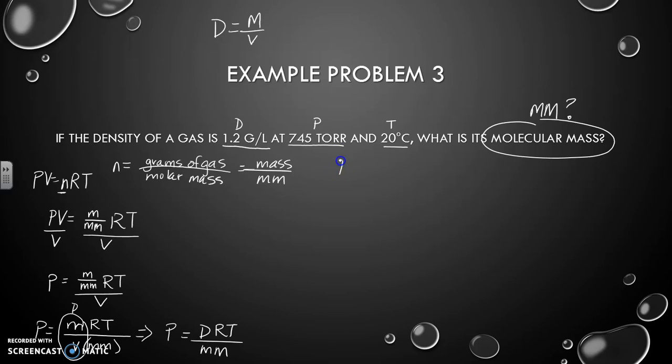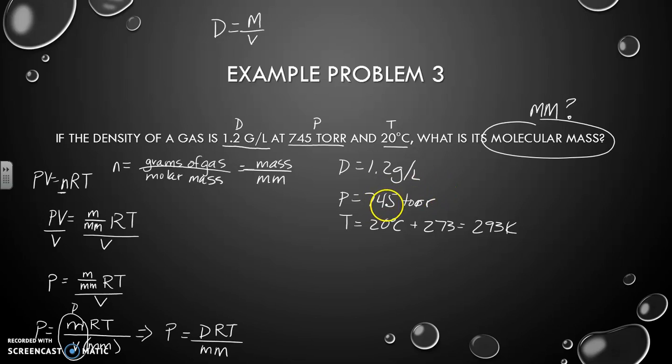We know that the density is equal to 1.2 grams per liter. We know that our pressure is equal to 745 torr. We'll need to change that. And we know that our temperature is equal to 20 degrees Celsius. Well, if we add 273 to that, we get 293 Kelvin. And then if we multiply by 1 atmosphere over 760, we end up with 0.980 atm.